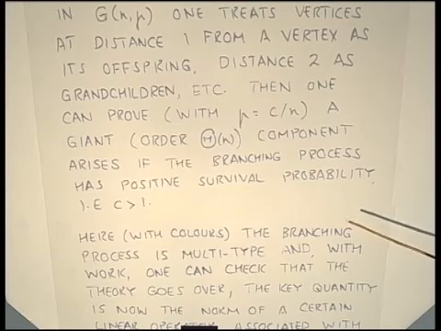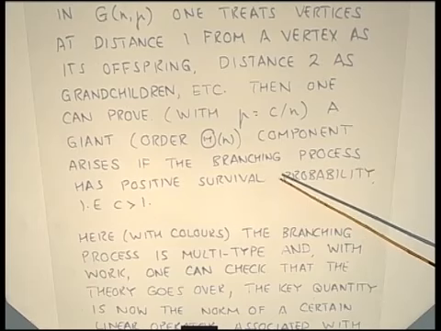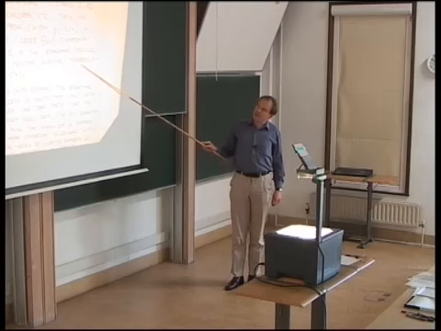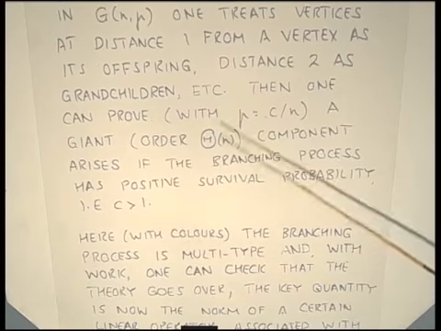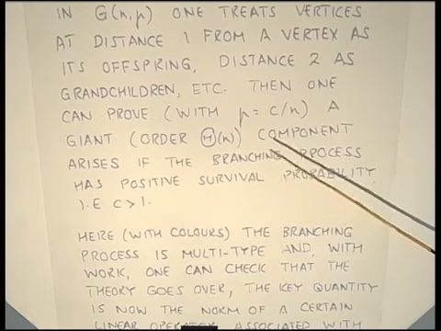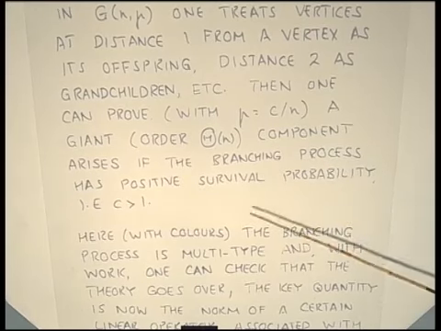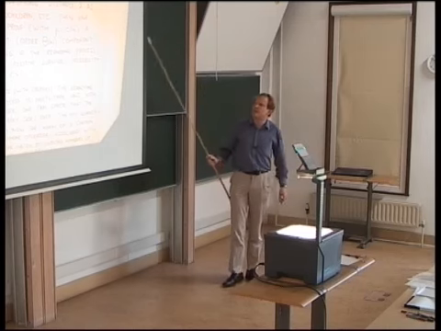Since it's got to do with the branching process, it really depends on whether the branching process has a positive survival probability. That, remember, by your branching process theory, has to do with the expected number of offspring. And basically, if C is bigger than 1, you will get a giant component, of order linear in the number of vertices. And if it's less than 1, you won't. You'll just get logarithmic size, Mickey Mouse size.